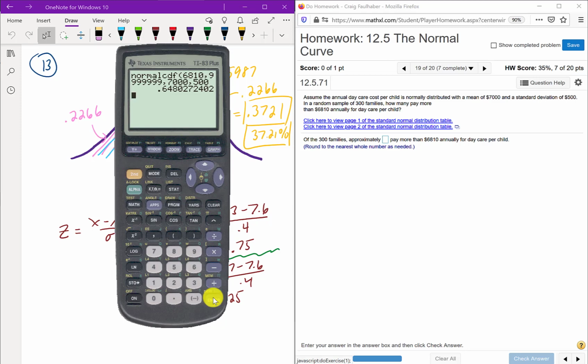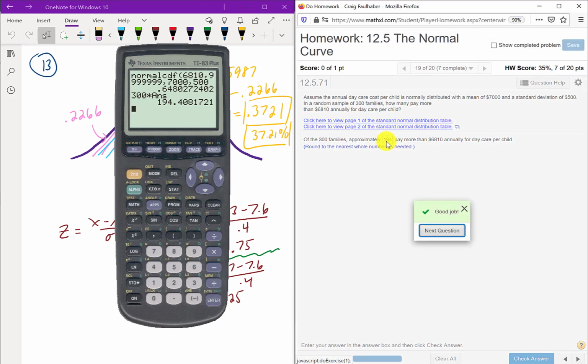But we're talking about a random sample of 300 families. And the question is, how many of those families do we expect to be paying more than $6,810 annually for childcare? Well, out of those 300 families, we're saying that about 64.80% of them will be paying more than that amount. So to find the number we're looking for, we're going to take 300 and we're going to multiply it by our previous answer. Our previous answer was 0.6480 and so on. If we hit enter on that, we get 194.4 families that we expect to be paying more than this amount for childcare. We're going to round that to the nearest whole number, that's 194.